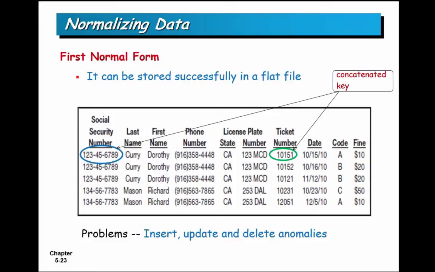Phone number. If Dorothy Curry changes her phone number, you have to find all the records and change it multiple times. Okay, good. Delete. If only one person got a certain code, you can't delete their thing. Yeah, so what's an example of that? Good. C1, Mason Richard. So Mason Richard goes in and he gets contested and he wins and they say, okay, let's delete that record. To delete that record, you'll lose the information about code and how much that code is worth, costs. So that's a delete problem. So all 3 of them, first normal form, doesn't work.